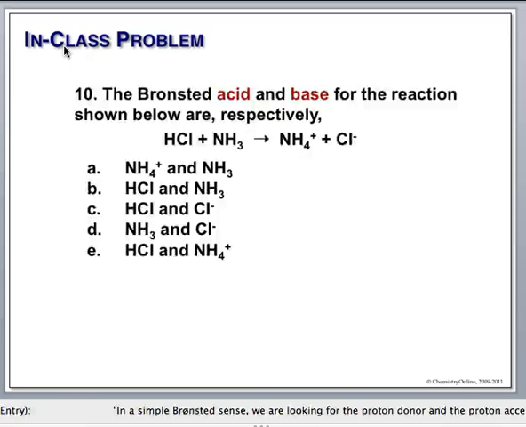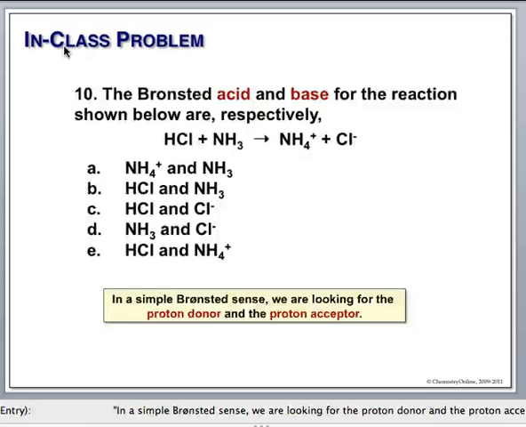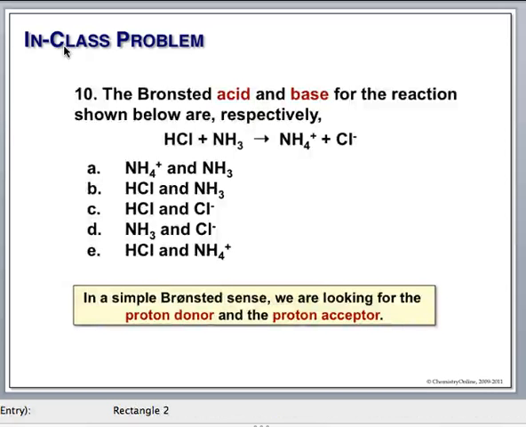Simple acid-base reaction here. Pay careful attention to the words. We're looking for the Bronsted acid and the Bronsted base for the forward reaction. What does a Bronsted acid do? Donates a proton. What does a Bronsted base do? It accepts a proton. HCl is going to be our Bronsted acid, and it's going to donate a proton to ammonia. So we're looking for HCl as the acid, ammonia as our base.